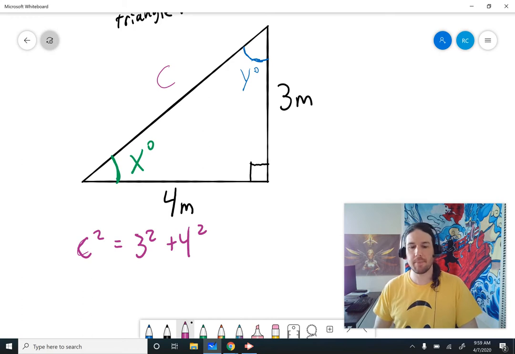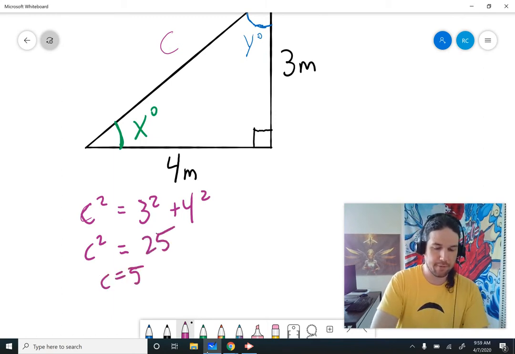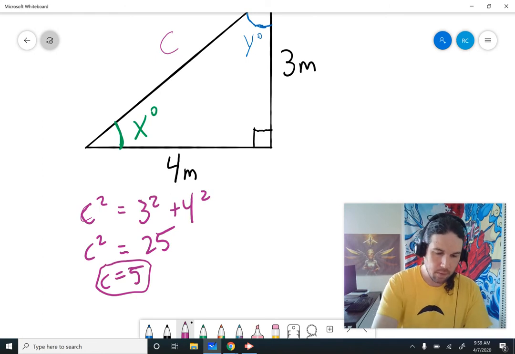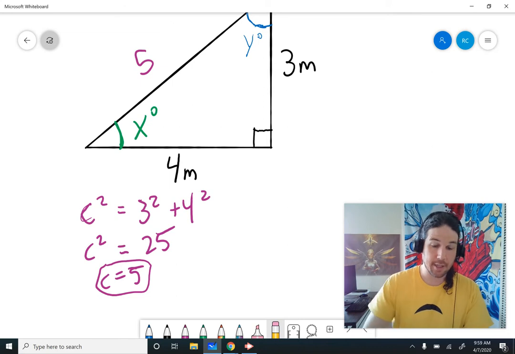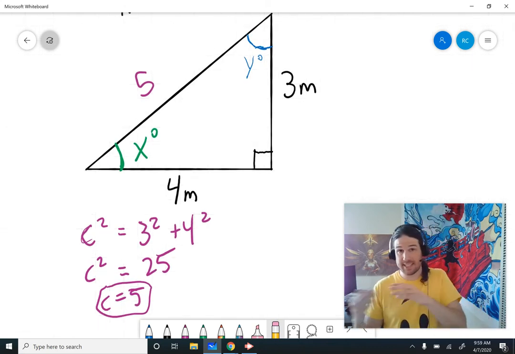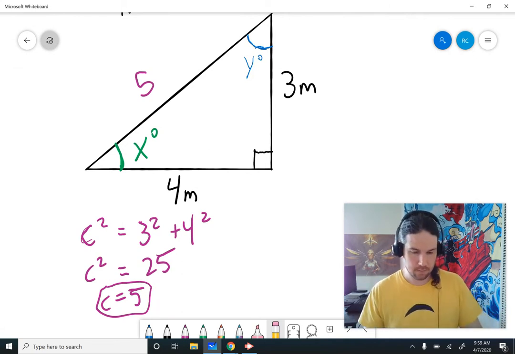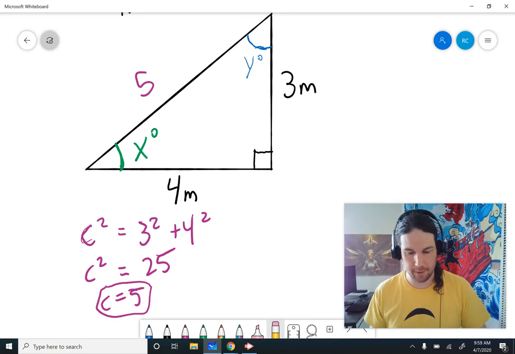But actually, this is another special right triangle. We don't really talk about it, but we call it a 3, 4, 5 triangle for a reason, right? Because then we get c squared equals, well, 9 plus 16 is 25. We get c equals 5. That's why this is called a 3, 4, 5 triangle. And it doesn't just work with 3, 4, 5. It works with 30, 40, 50. It works with 6, 8, 10. It works with multiples of 3, 4, and 5. But anyway, you can still use the Pythagorean theorem.